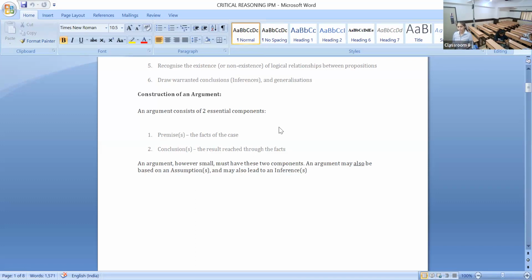If your argument is based on a fact, then it may lead to the conclusion. If there is a fact, then you can conclude something. But if it is an assumption, just that I assumed something, then it may lead to an inference. Are we clear with these two basic things?